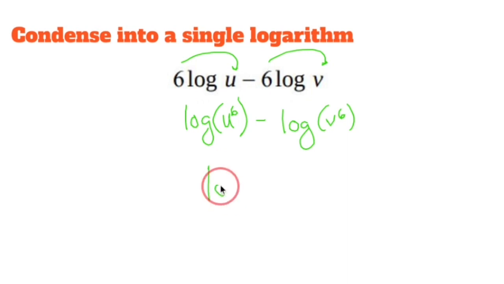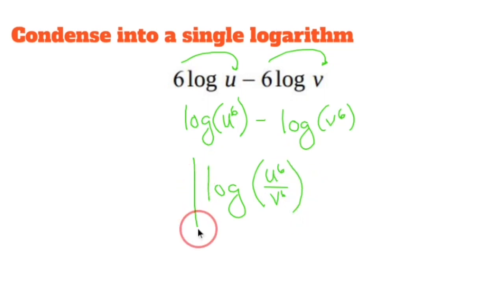And so by putting these together, I have log base 10, invisible base 10, of u to the 6 over v to the 6, and I am done. Okay, nothing more to do.